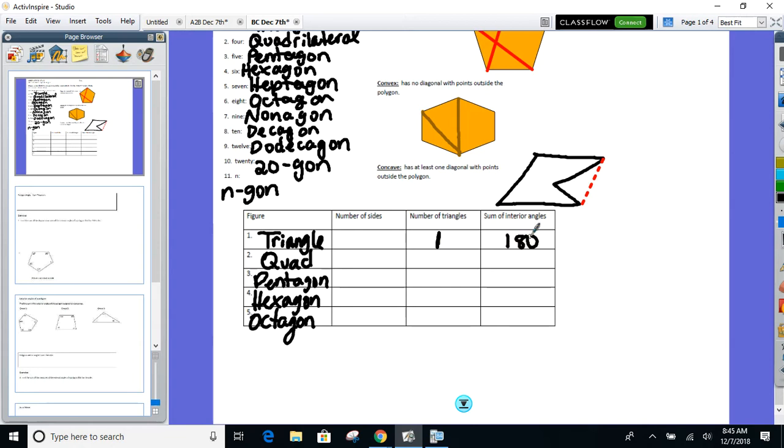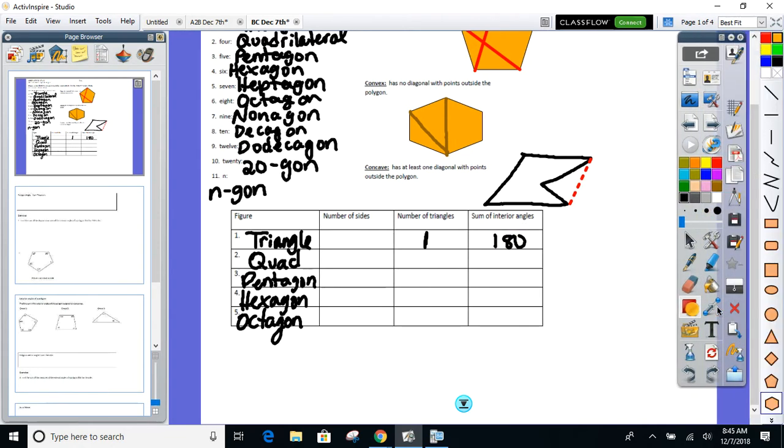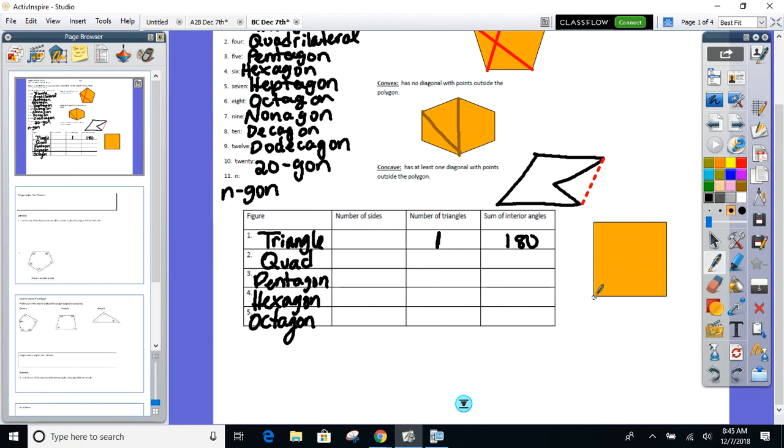All right, let me go to my quadrilateral now. Here's what I mean by number of triangles that are formed. You are allowed to start at one vertex only, and coming from that one vertex, draw as many diagonals as you can. So I can only draw one diagonal. It's got to come from the same vertex, so I can't draw the other one in. Now, how many triangles did I form?